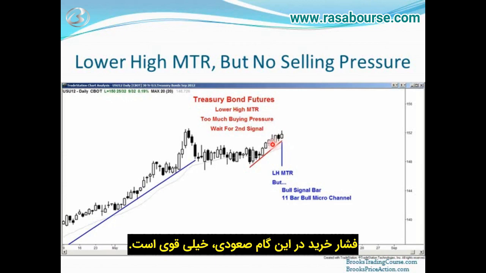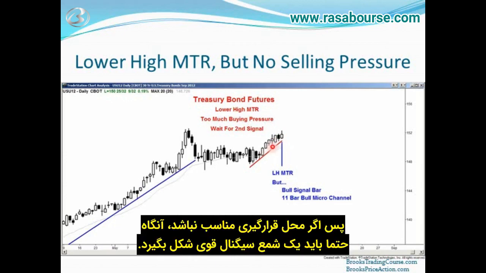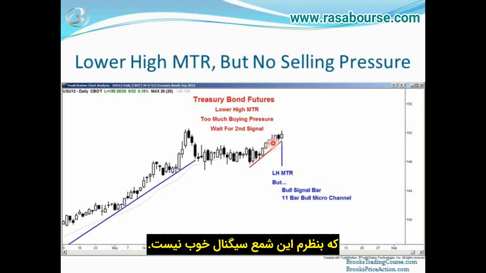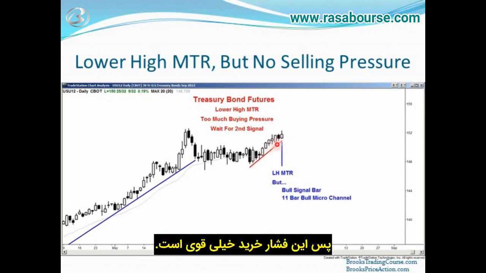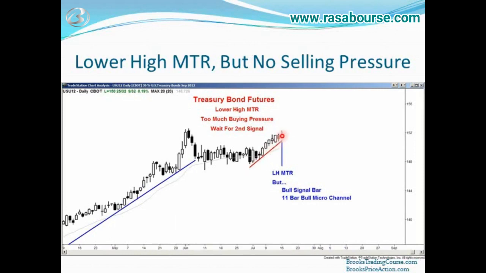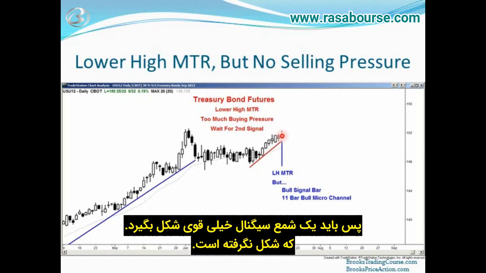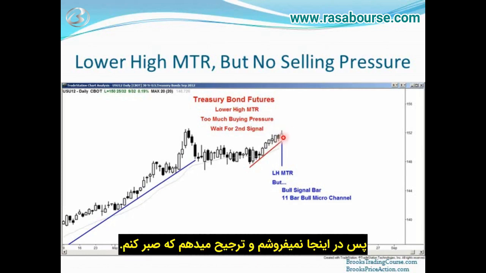We have too much buying pressure in this leg up. If the context is not perfect, I need a perfect signal bar. And to me, this is not a perfect signal bar. We have 11 consecutive bars up in this bull microchannel, and that's just too much buying pressure. So I would need a very strong signal bar, and we don't have one. So I would not take that short. Instead, I would wait.